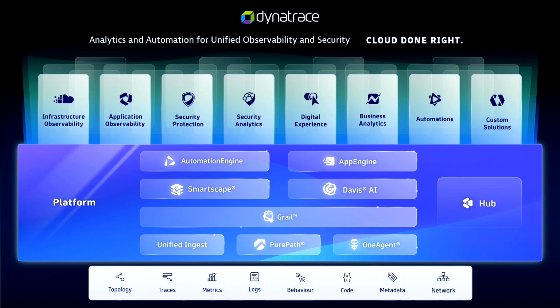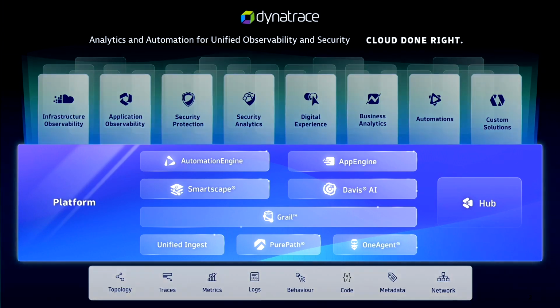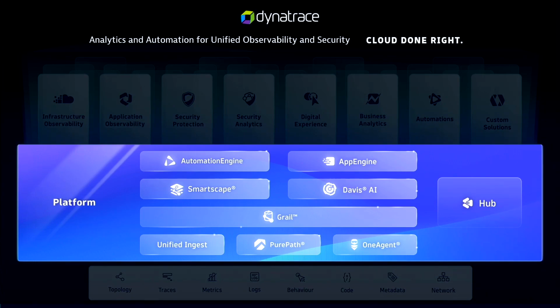So Dynatrace is a platform that delivers analytics and automation for unified observability and security. It's not a bunch of separate tools. It's actually a single unified platform. And our unique differentiators, you can see here in the blue box. These differentiators make up what we call the Dynatrace secret sauce. So let's take a look at how these differentiators make Dynatrace truly unique.